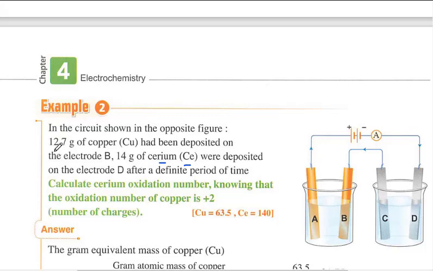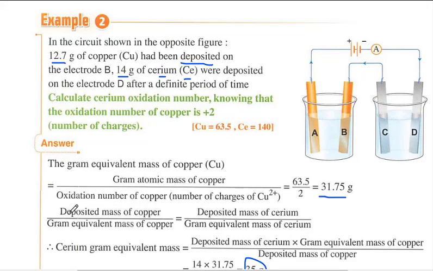So the question says that 12.7 grams of copper was deposited by the same amount of electricity that deposited 14 grams of cerium. So we can calculate the equivalent mass by this. Look at this: deposited mass of copper over the equivalent mass of copper, 12.7, equals the deposited mass of cerium, which is 14, over the equivalent mass. From this relation we can calculate the equivalent mass.